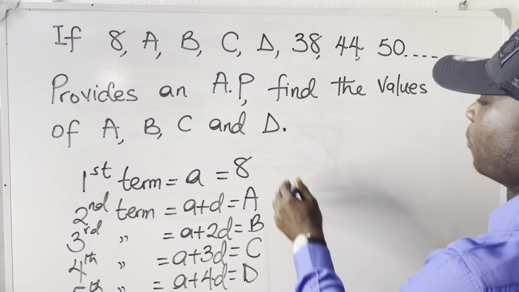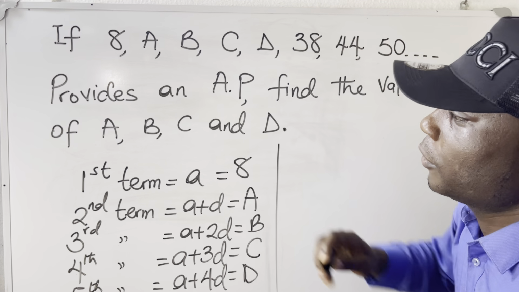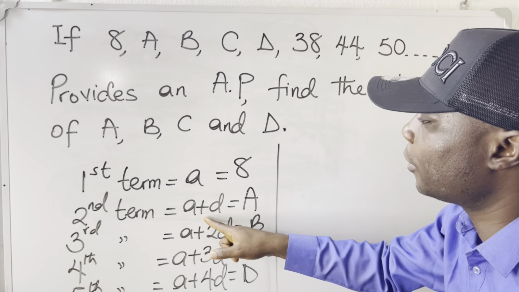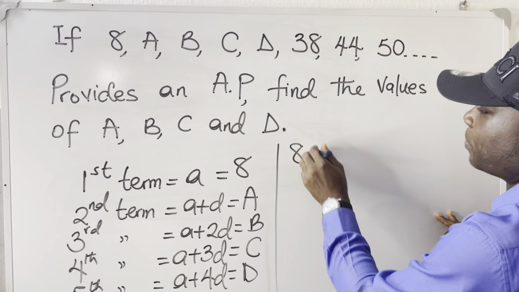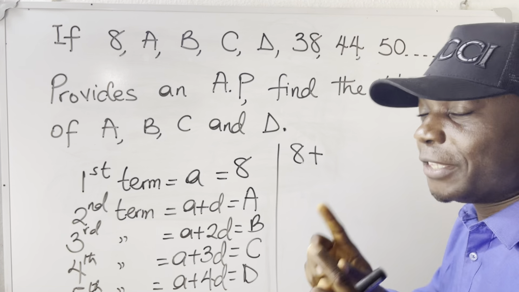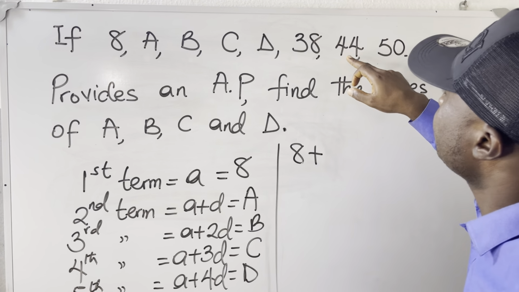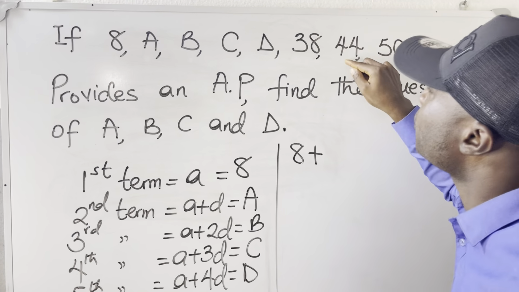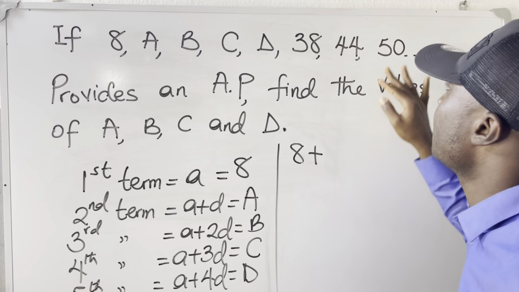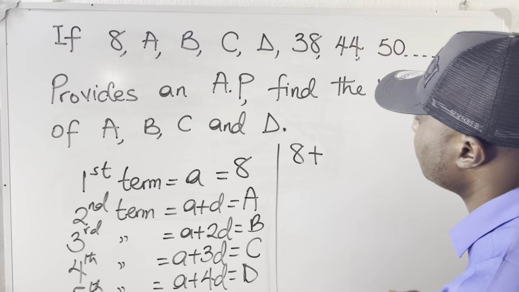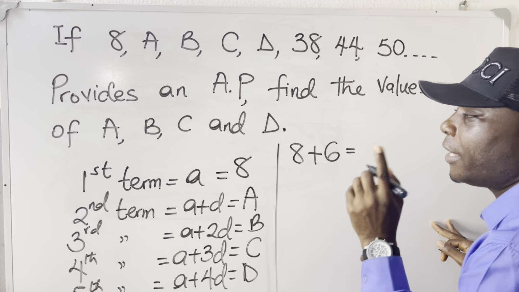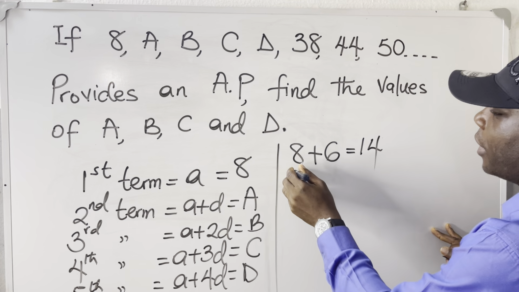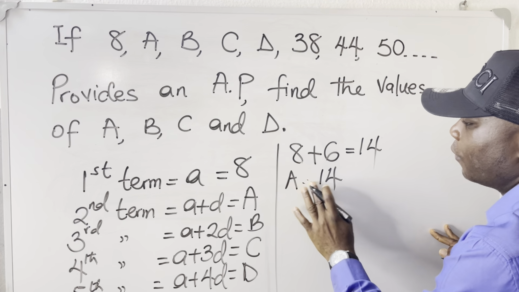So it's pretty simple. For us to get letter A, which is our second term, we'll just say our first term, which is 8, plus our common difference. But we don't know the common difference. This is how to get your common difference. 44 minus 38 will give us our common difference, or 50 minus 44 will give us our common difference. And when you do that subtraction, the answer is 6. So letter A is 8 plus 6, and that is 14. So our A is equal to 14.